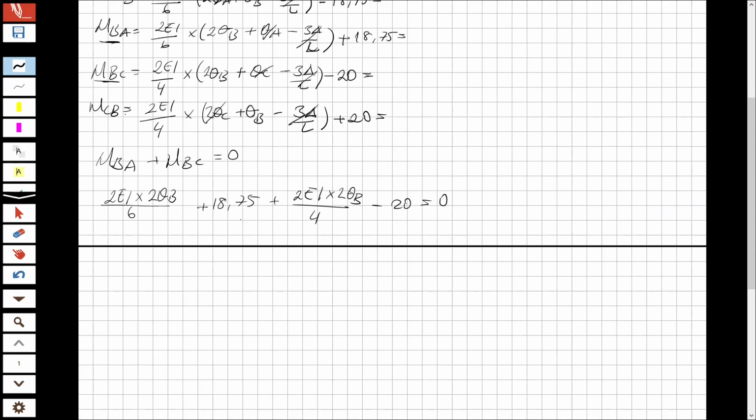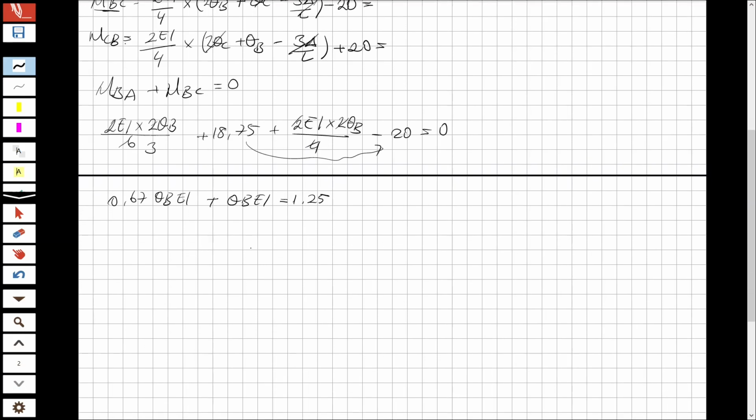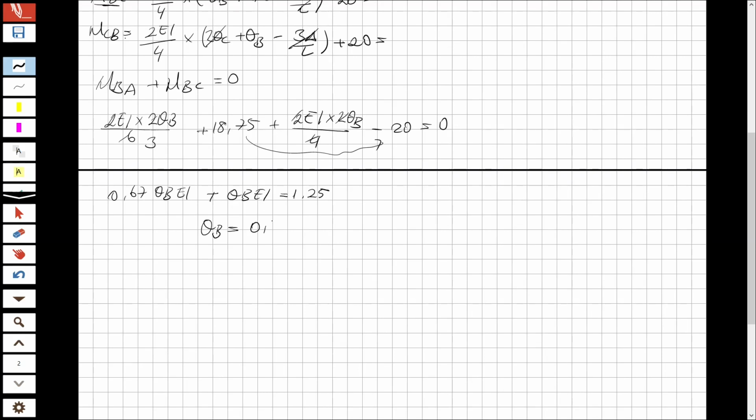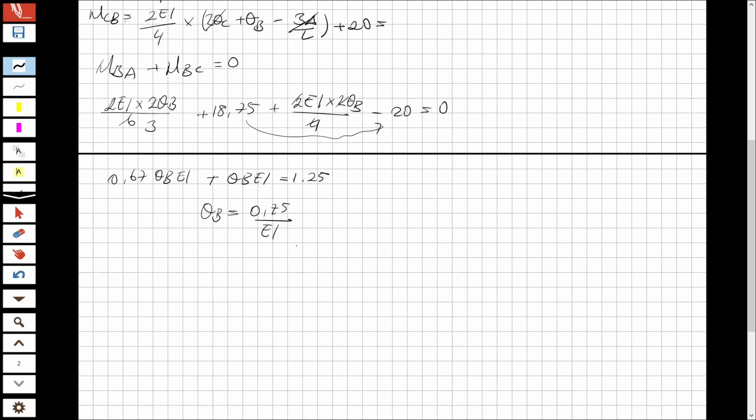From this, I'm going to take 0.67 theta B EI plus theta B EI. When I cancel with this, I will also have a 1 over 3, then I'm going to take this one. So now that will be equal to 1.25, when I take both of these and move the other part of the equation. And now theta B here will be 0.75 over EI. Now I solved and found theta B.